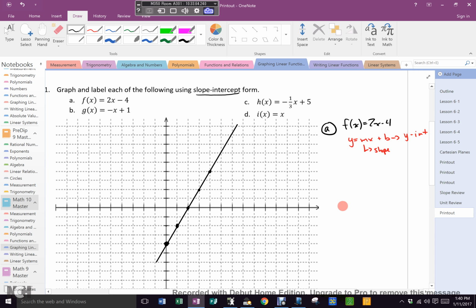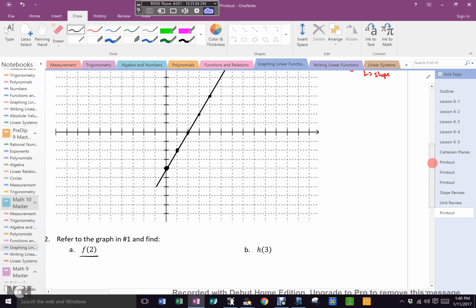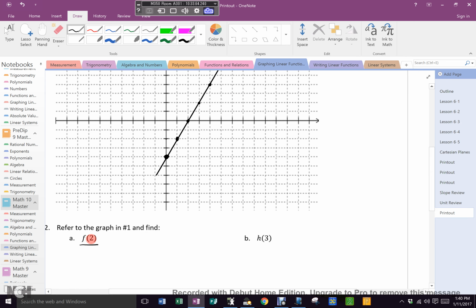All right, now that I've drawn that one, I'm going to come down here and we're going to do the work. F of 2. The f of x equals 2x minus 4. Well, x is now 2. So I go on my graph, I find 2. There is x is 2. What's my y value there? 0. So this answer equals 0.